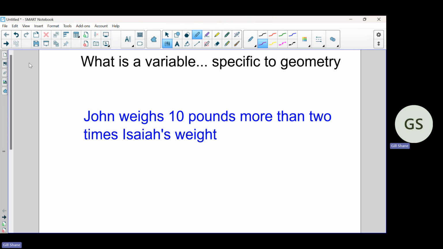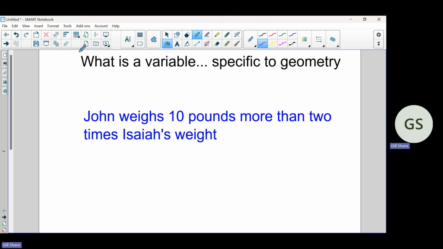Okay, so I'm doing a video that I've done several times before, but it was really more specific to when I taught algebra. So this one I'm doing, I'm trying to make it a little more specific to geometry, but it's still the same concept. It all revolves around what exactly is a variable.